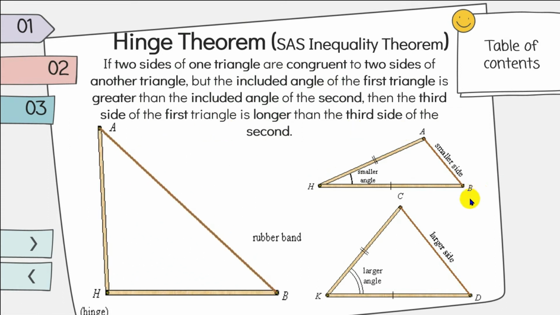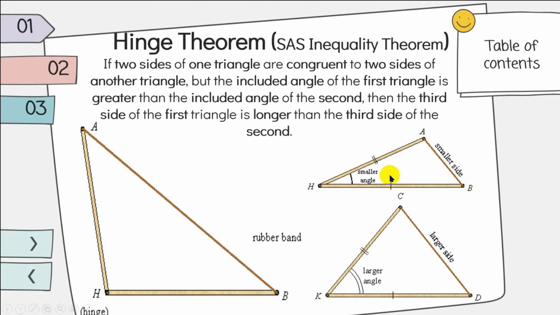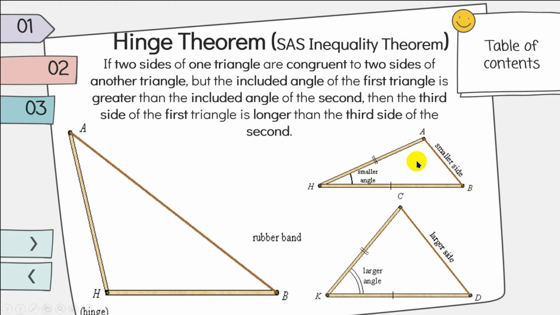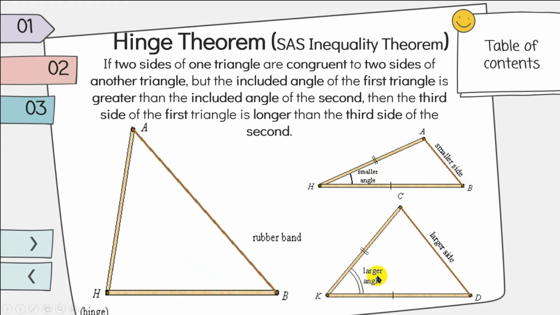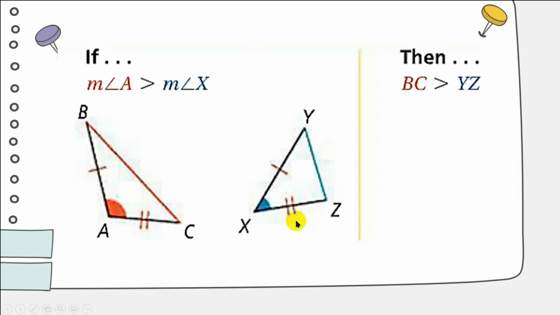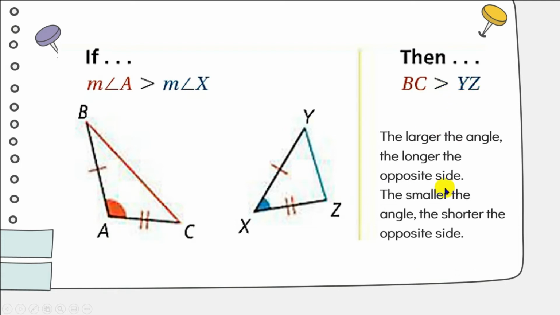So, dito sa Hinge Theorem, we are going to depend our answer on the given angle. So, the smaller the angle, the shorter the side, and then the larger the angle, the longer the side. So, that only means na kapag meron tayong measurements ng angles, we can compare those measurements, also the sides opposite to them. Like this one, measure angle A is greater than measure angle X. Therefore, the side opposite to it, BC and YZ. So, ganito yung ating comparison. Side BC is greater than side YZ.